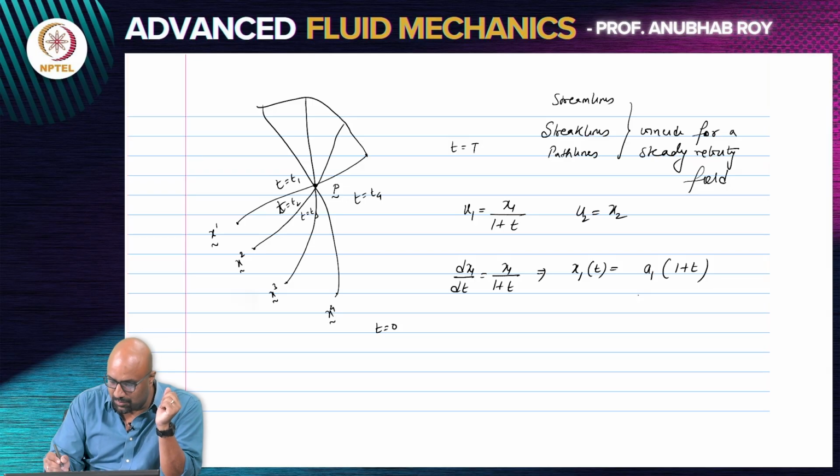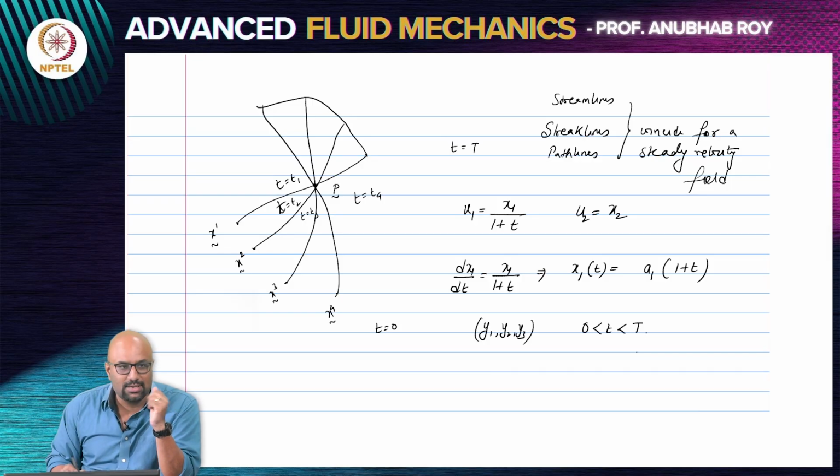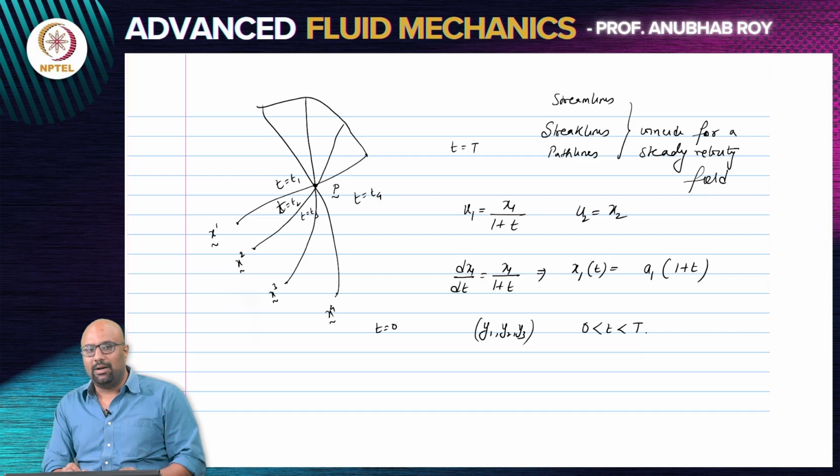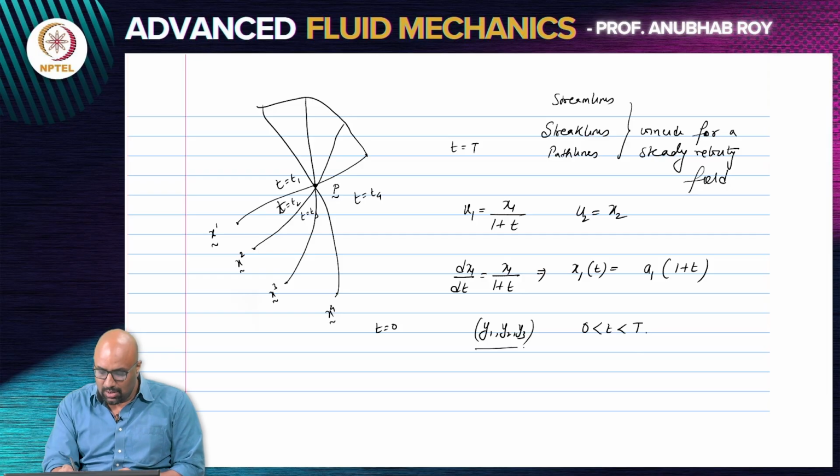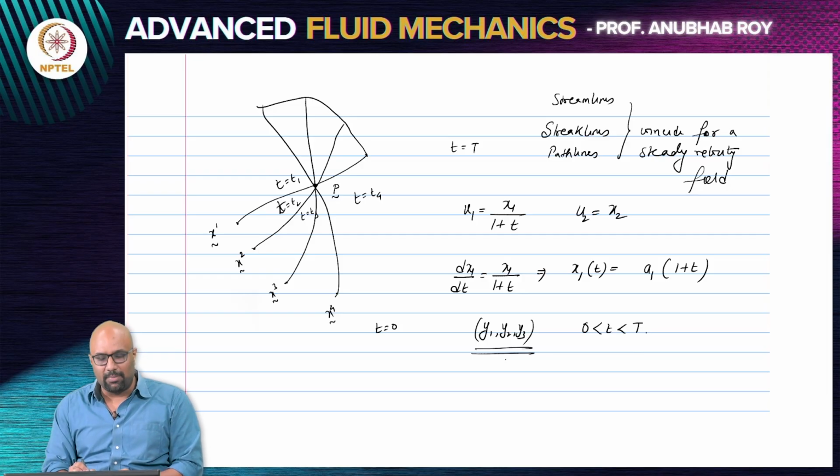So, my streak line calculation is, what does the curve look like for the points which pass through y1, y2, y3 over a time interval that goes from 0 to, let us say, some capital T? How does it look? Or in that time interval between 0 and t, how does the streak line look like for all points that have passed through the point in space which is given by the coordinate y1, y2, y3?